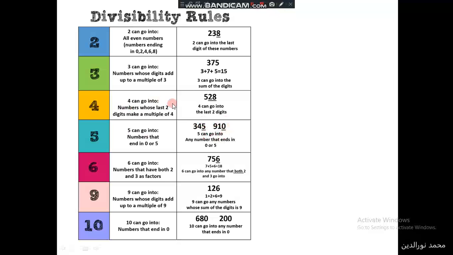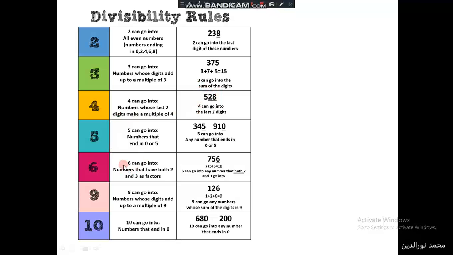We have other divisibility rules. Let's have a look at them. 528. Is it divisible by 4? We look at the number formed by the ones and tens. It's 28. 28 is divisible by 4. 28 divided by 4 is 7. So the whole number 528 is divisible by 4.